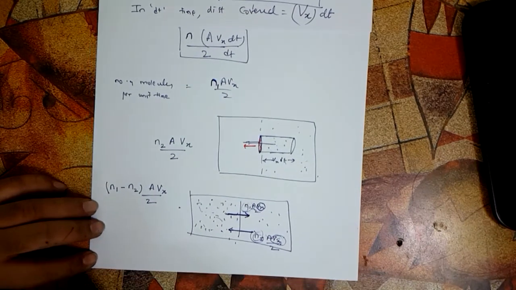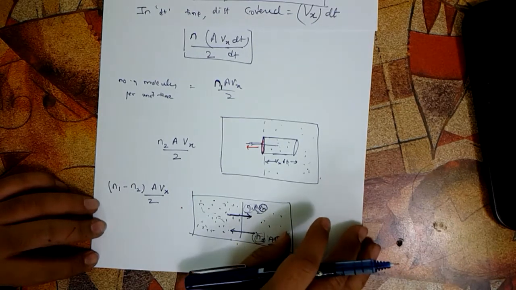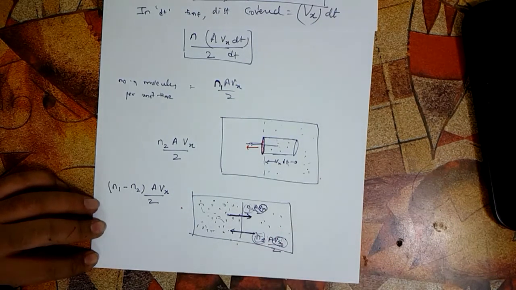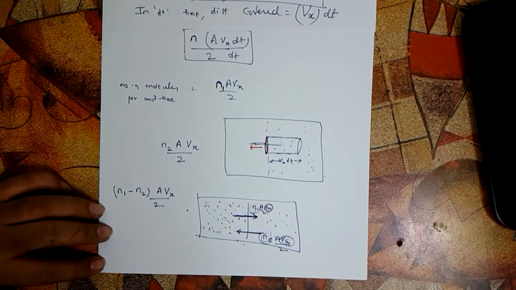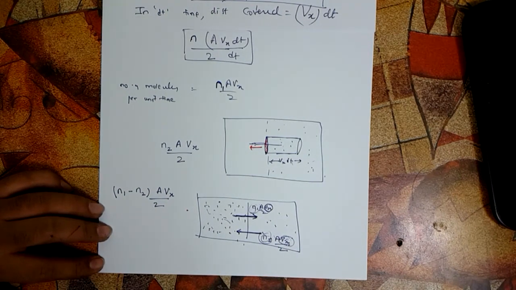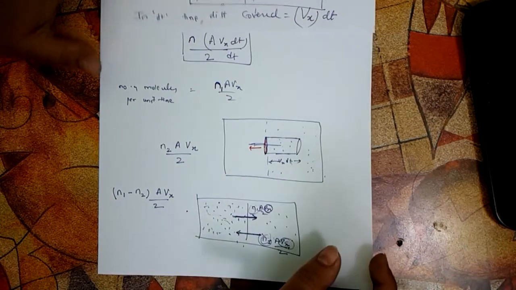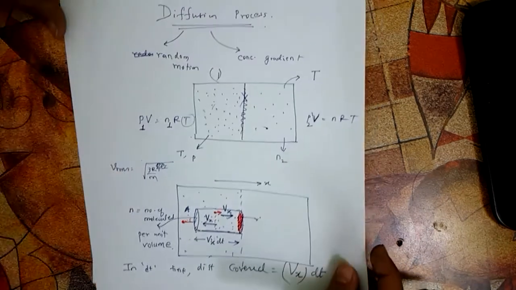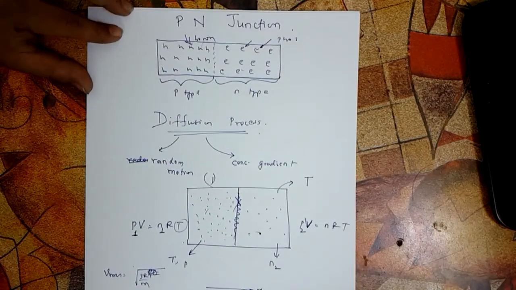Alright, so now that we have understood the diffusion process, we can go back to the PN junction. Hopefully you don't have any question in this area. Even if you have some doubts, please do ask in the WhatsApp group, and I will try to give the best explanation possible. Now that we have understood the diffusion that takes place because of the concentration gradient, let's come back to the PN junction.